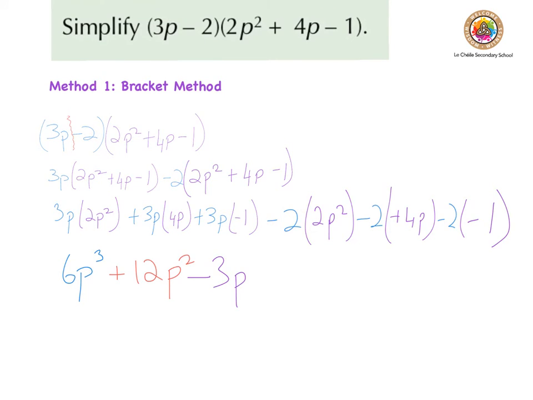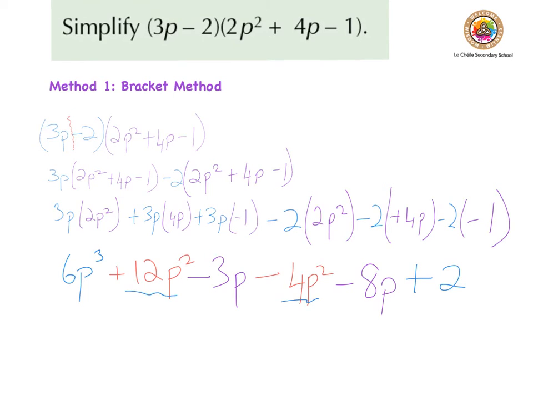Okay, so here then the next term I have minus 2 multiplied by 2p squared, so a minus by a plus is a minus. 2 by 2 is 4, so I have 4p squared. Here then again I have minus 2 by a plus, so that's going to be minus by plus is a minus. 2 by 4 is 8, and that's p. And my last term then, I have minus by a minus, which gives me a plus, and 2 multiplied by 1 gives me 2.